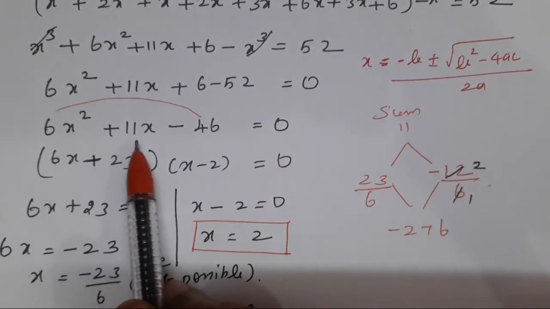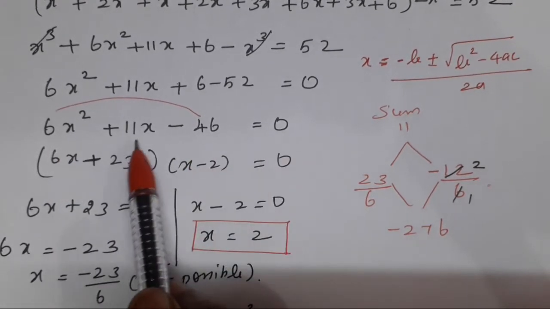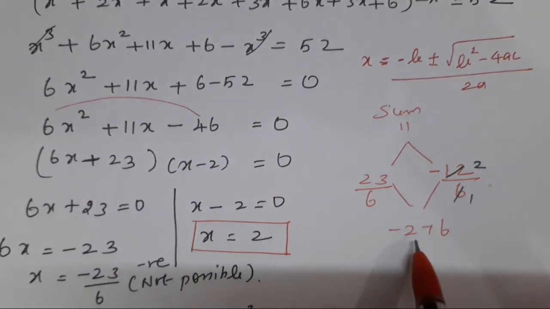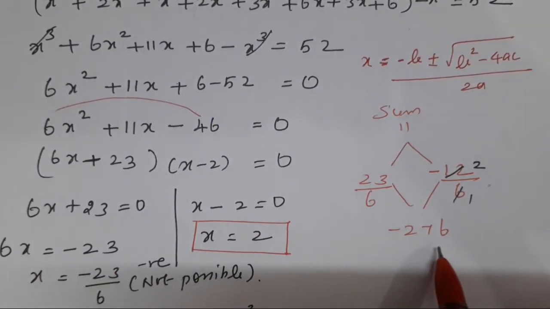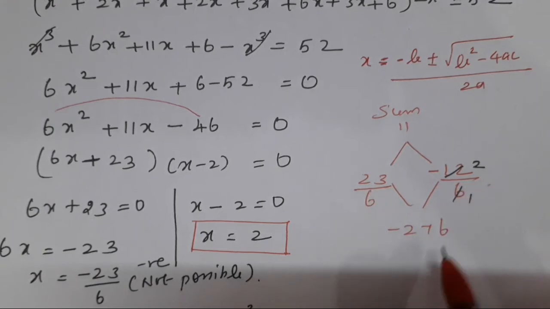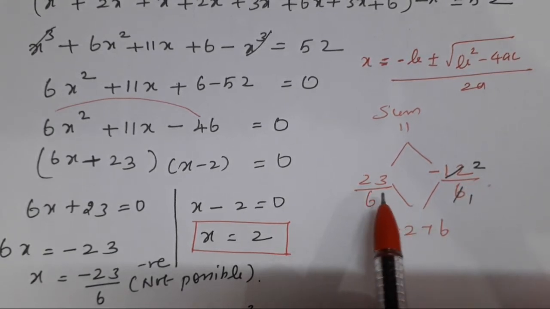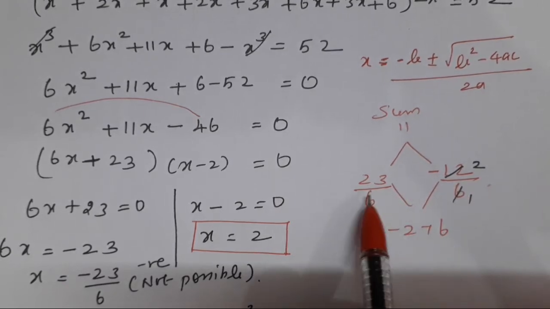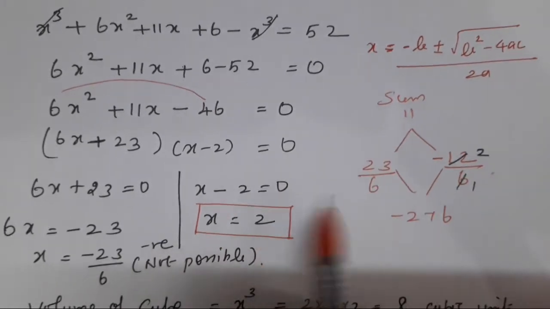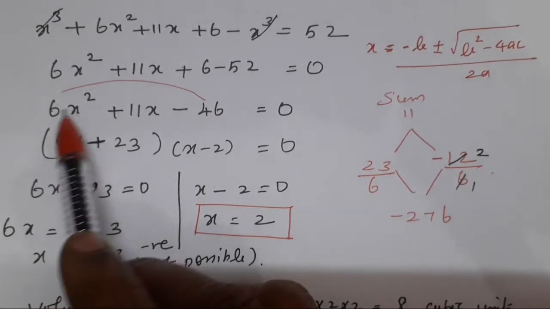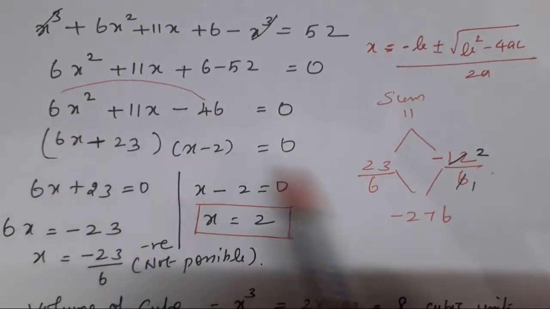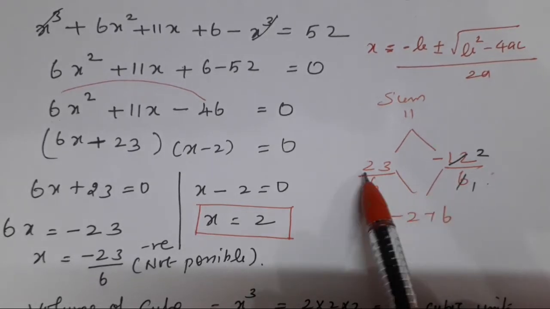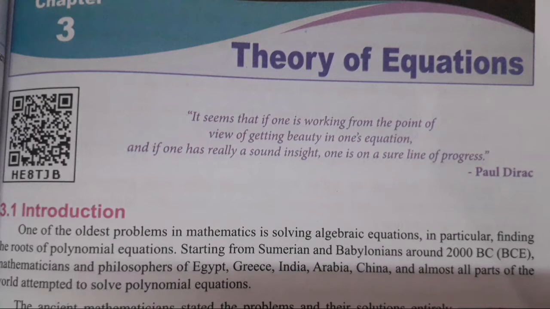So we have 6x square plus 11x minus 46 equal to 0. What is our sum? Sum is 11. Product is what? 6 into minus 46 is minus 276. So 23 into minus 12. 23 into 12 is 276, and 23 minus 12 is 11. What is the first term having? The coefficient of x square is 6. So without forgetting, divide by 6 on both sides: 23 by 6 minus 12 by 6.